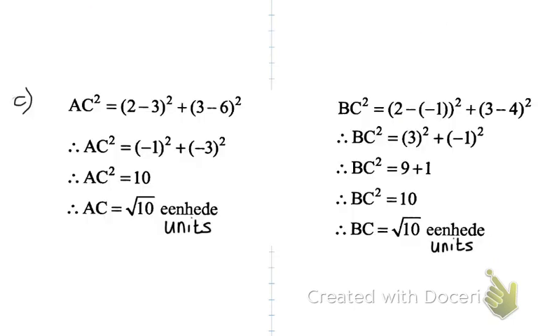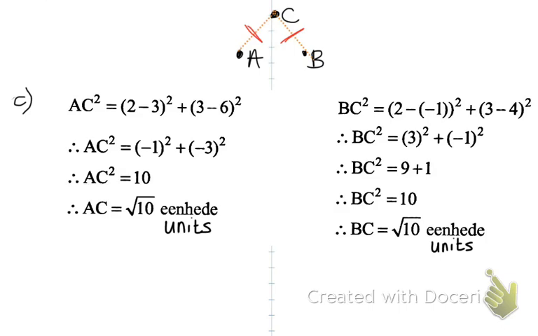Then number C. C says, if I have a point C and a point A and a point B, I have to show that A is the same distance from C as B. So if I can work out AC and work out BC and the answers are equal, then I have shown that. So let's work out AC.